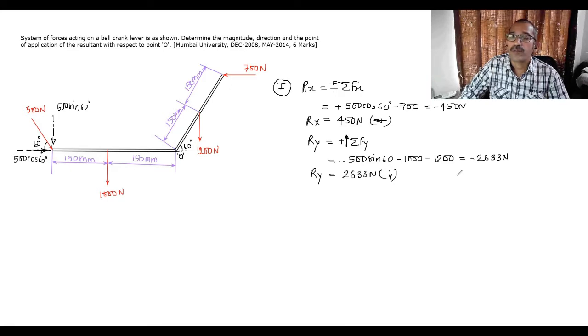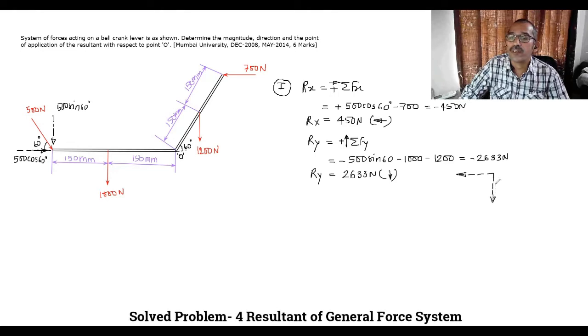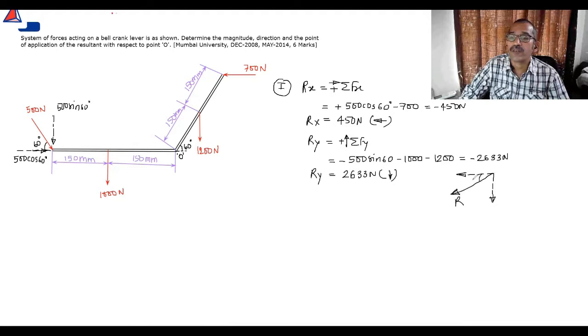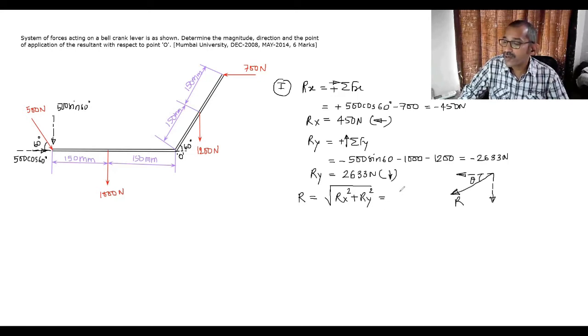Now if we represent it in a quadrant, the horizontal component is leftward and the vertical component is downward. That means our resultant will be in the third quadrant. The angle of R is theta. How will we get the magnitude of R? By the Pythagoras theorem, square root of Rx square plus Ry square. Now substitute Rx and Ry. Rx we substitute as 450. The square root of 450 square plus 2633 square. Calculate this R. How much will we get?